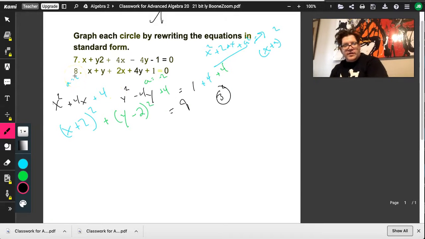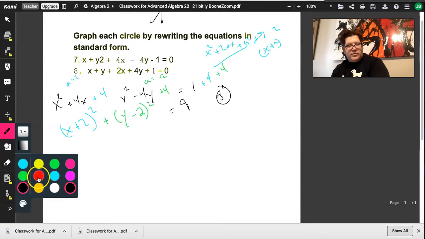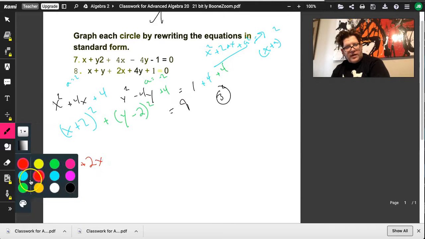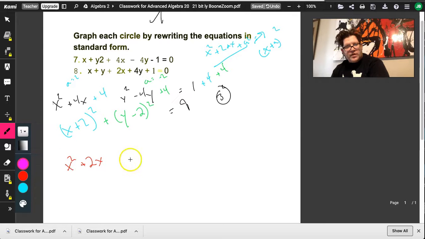So we have x squared. We'll do red for x. So we have x squared plus 2x, leave a gap, and then we'll go with purple. And then we have y squared plus 4y, leave a gap, equals minus 1.